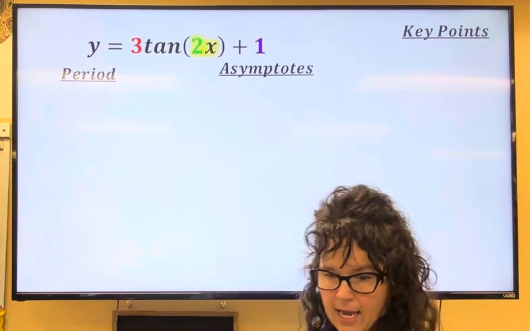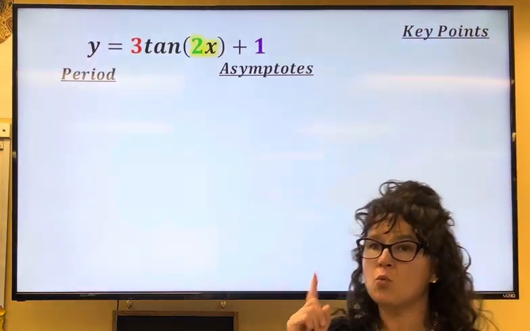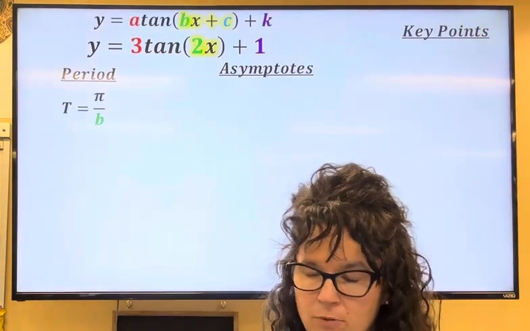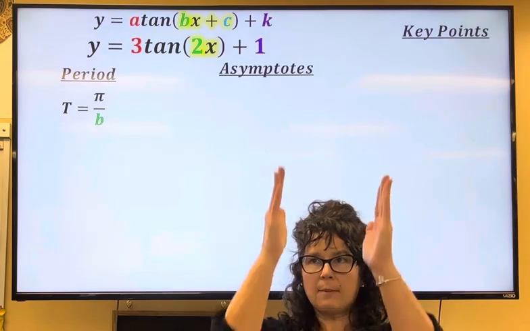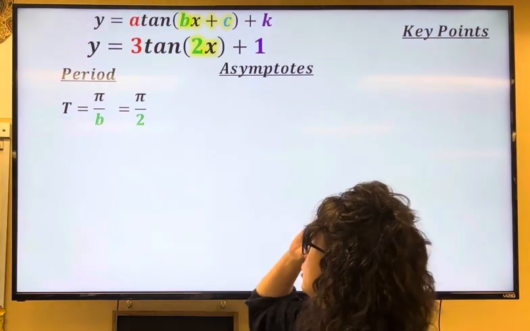So putting that in action, I'm going to start off by finding how much space just one tangent curve takes up. So I'm going to take pi, which is the normal amount of space that a tangent curve takes up, and divide it by the number in front of x. So I have pi over 2.